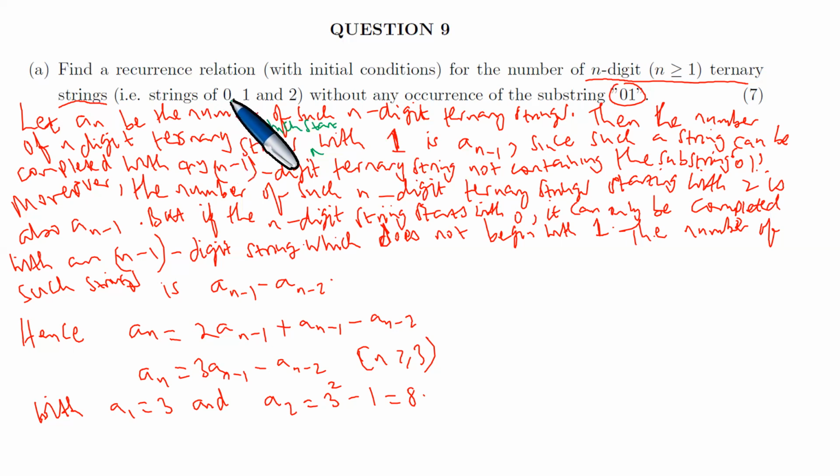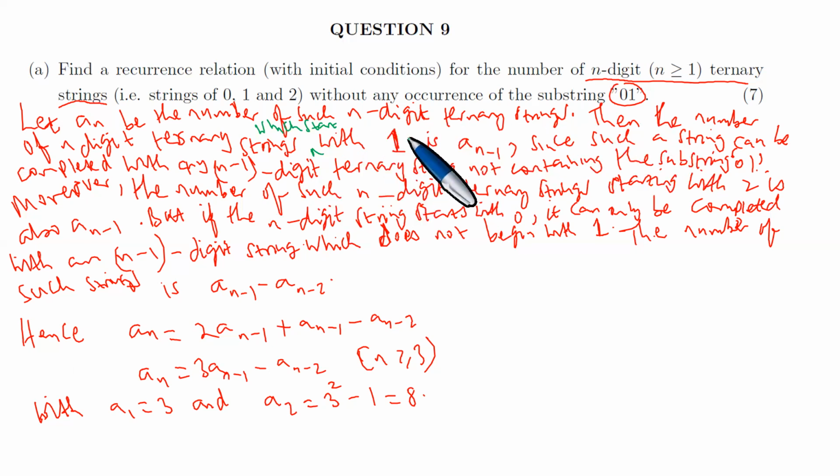Okay, either a string starts with 0 or 1 or 2. So we started with if they start with 1, they can be completed with an n minus 1 digit ternary string. So if that is the case, because a_n is the number of such n-digit ternary strings, if it starts with 1, then a_{n-1} is the number of the n minus 1 digit ternary strings. So you start with 1.